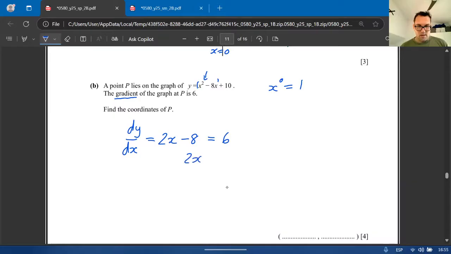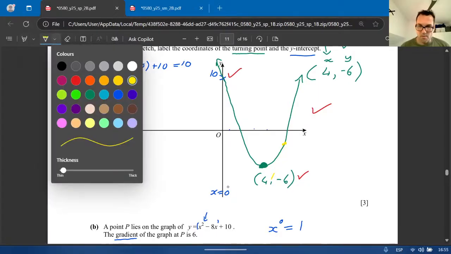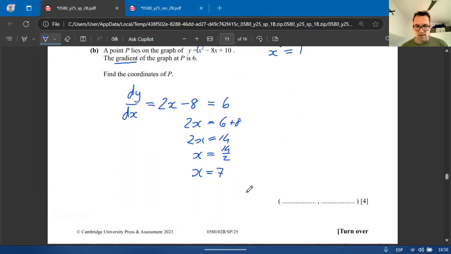So we just need to solve for x here. We do 2x, add 8 on both sides, which gives us 2x equals 14. Of course, then we divide by 2. So x is 7. So that line is not in the right place. It will be a line way up here. X is equal to 7. Okay, so we've got x is 7.